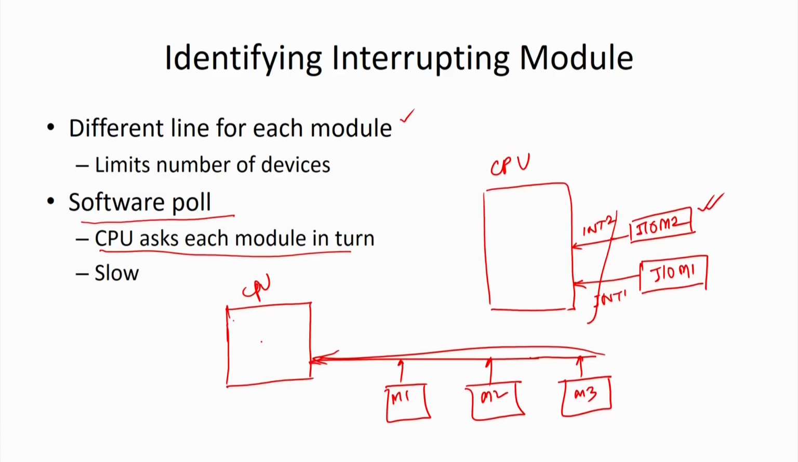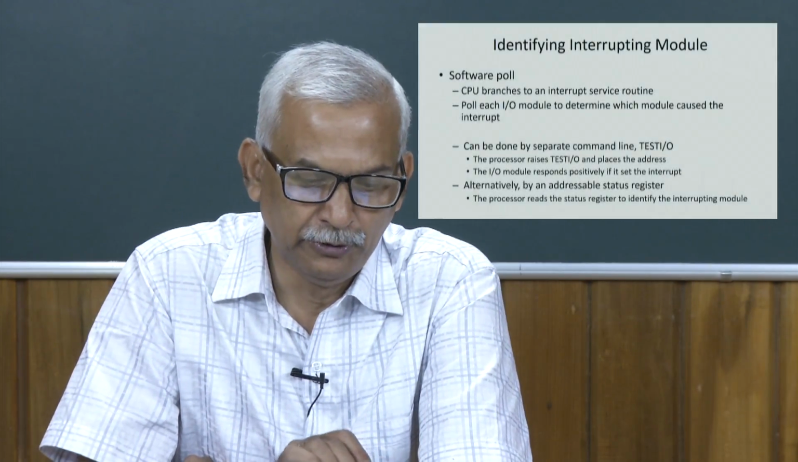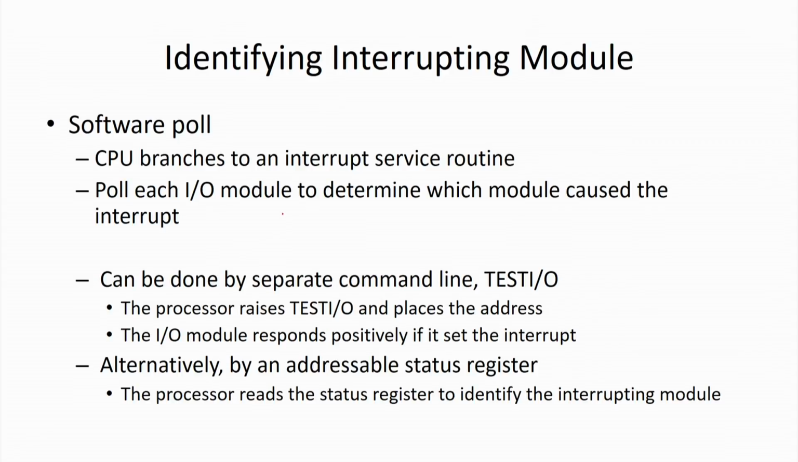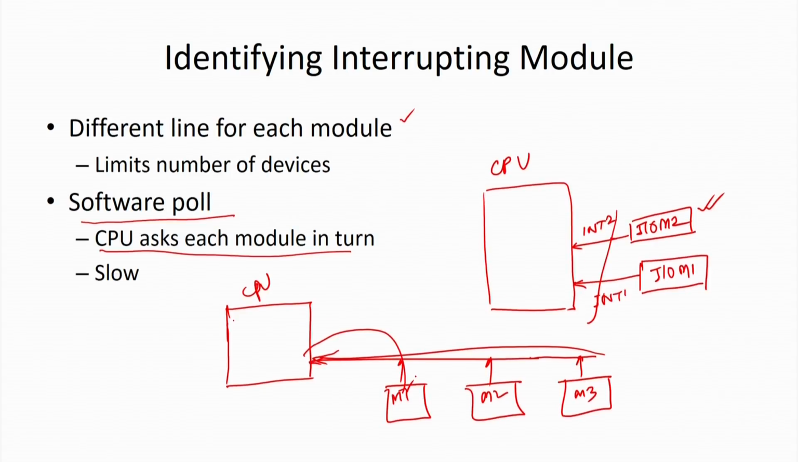Now, when the processor says it has got an interrupt, it has to identify which module has given it. So, in software poll it is going to run a software routine. The CPU branches to the interrupt service routine, and we have the software poll each I/O module to determine which module caused the interrupt. First it will check this particular module, whether the interrupt is coming from it or not. If it is not coming, then it will check the next module. If it is not coming from it, then the processor will check the third module. This is the way it can look for it.